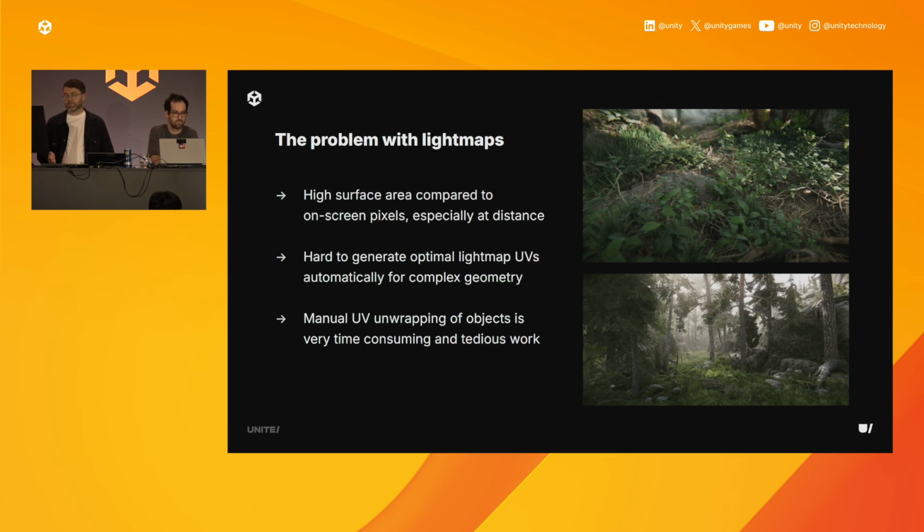On the other hand, light maps have their own problems. So for example, they're unsuited to many geometry types, and especially foliage. If we look at the images on the screen here, can you imagine the surface area posed by this level of foliage detail? Imagine having to do the UV unwraps for all of these different mesh variants.